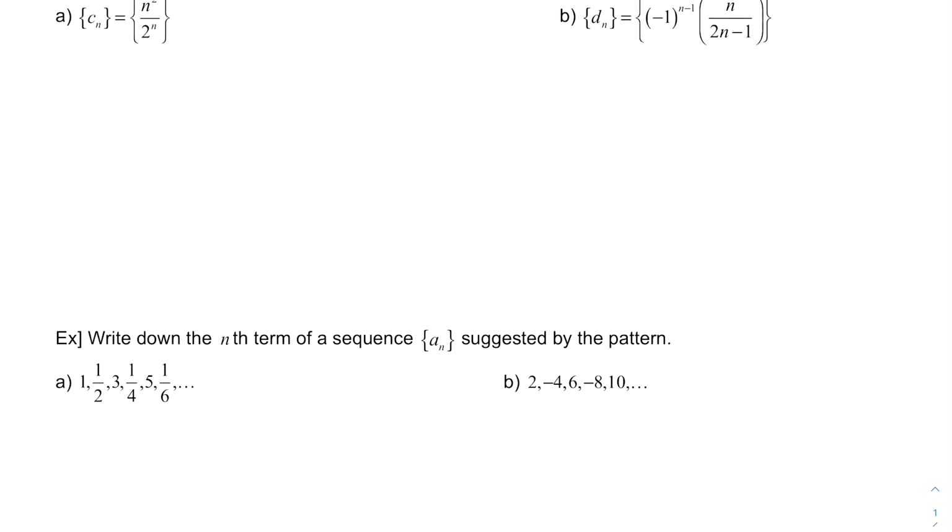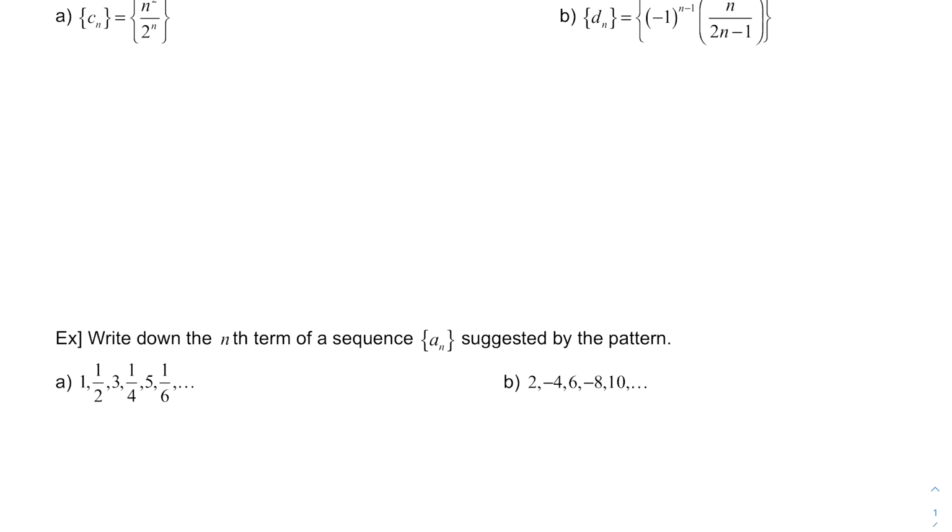Alright guys, now we're in section 9.1, so we're looking at sequences. You can think of a sequence in a couple different ways. A sequence is just a list of numbers, usually associated with some sort of pattern. You can also think of a sequence as a function where the domain is a set of natural numbers. That's why you're going to see the letter n a lot. The natural numbers are the numbers 1, 2, 3, 4, 5, and so on.